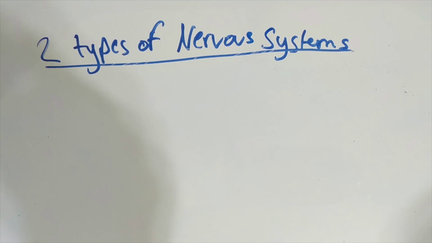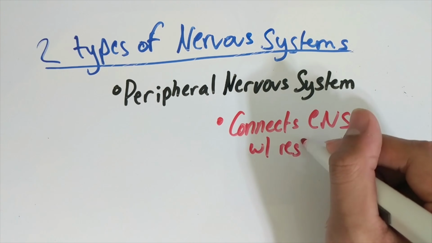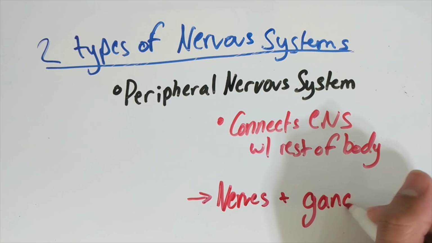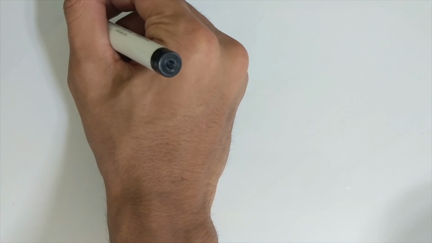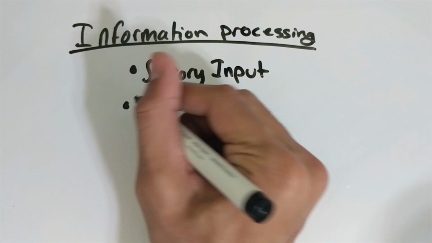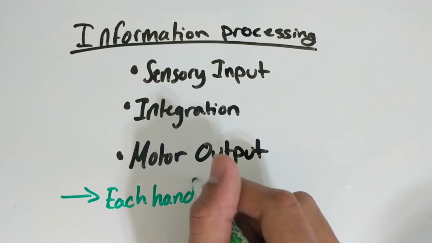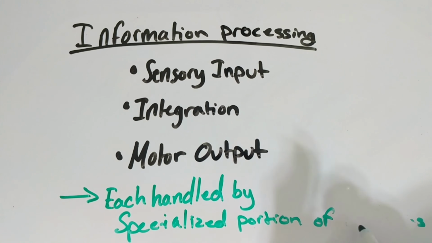Now, the other subsystem is the peripheral nervous system, which connects the central nervous system with the rest of the body using these nerves and ganglia. So now that you guys know the basic structure of the nervous system, let's talk about its roles. The nervous system's main job is information processing, which is done in three phases: sensory input, integration, and motor output, each of which is carried out by a specialized portion of the neuron.